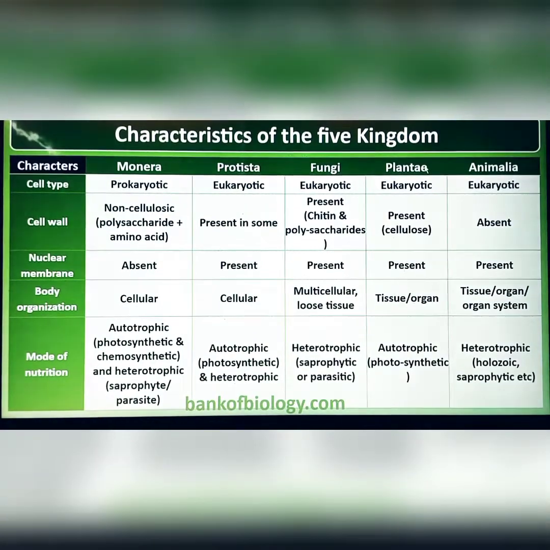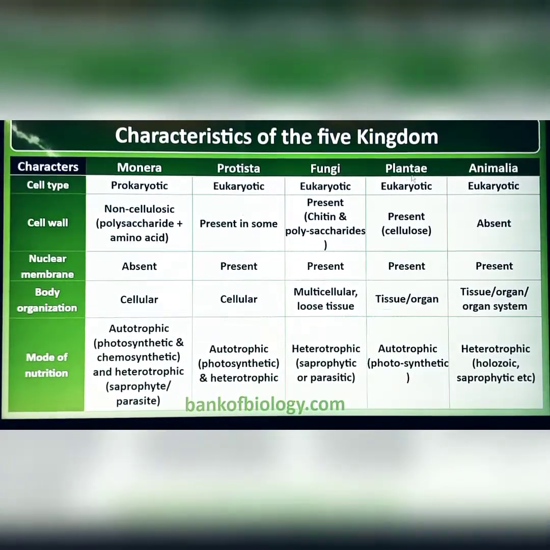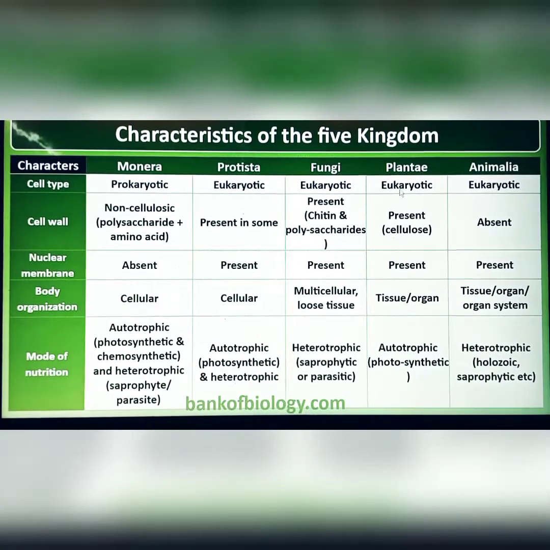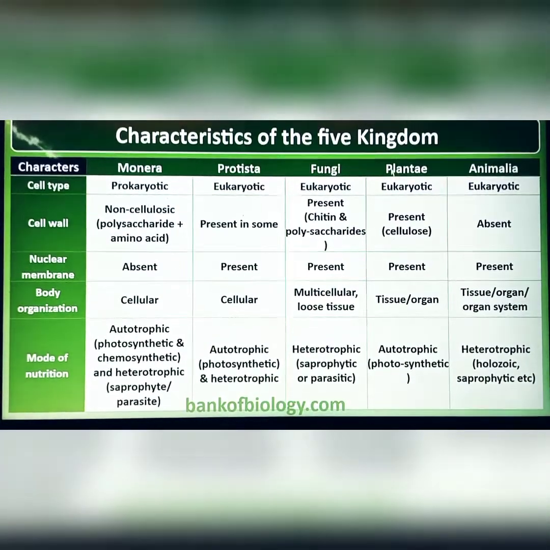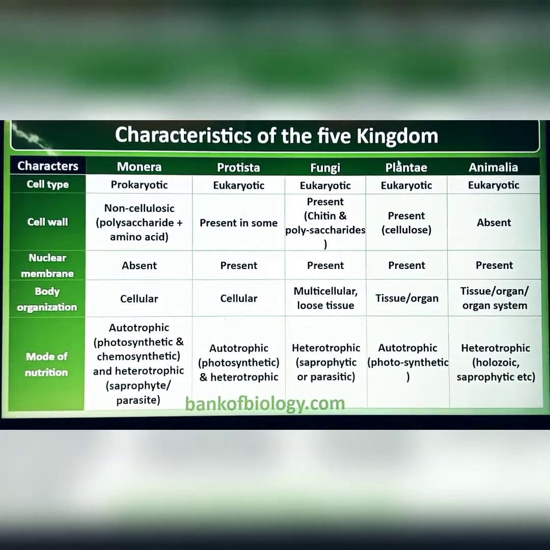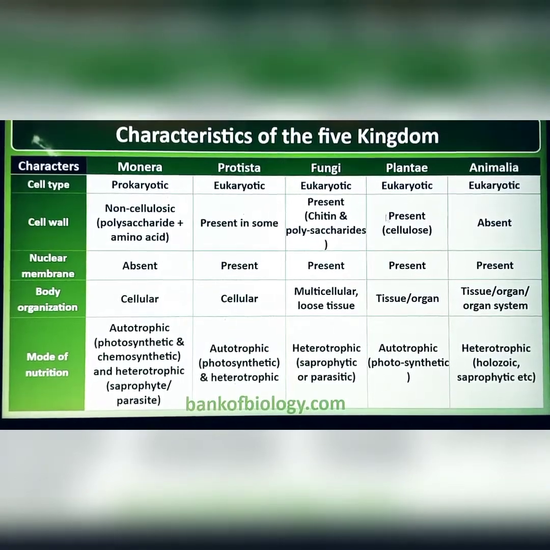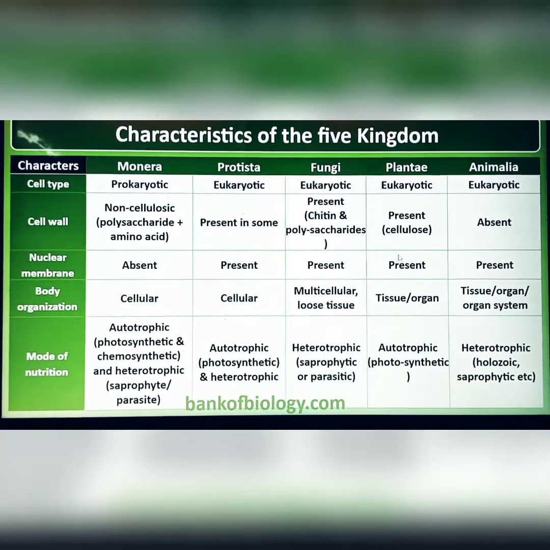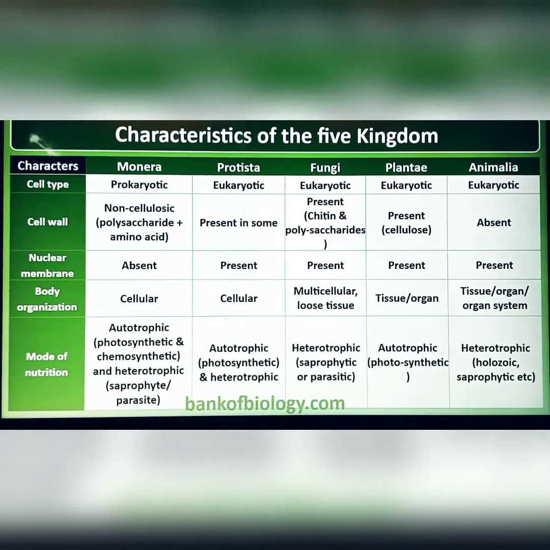Okay, the next kingdom is plantae. The cell type is eukaryotic, and the cell wall is present, and the most abundant material present in plant cell walls is cellulose. The next one is the nuclear membrane, which is present, it means there is also a well defined nucleus. And let's talk about the body organization. Their body organization is at tissue level or organ level also.